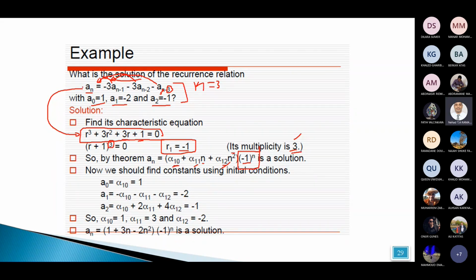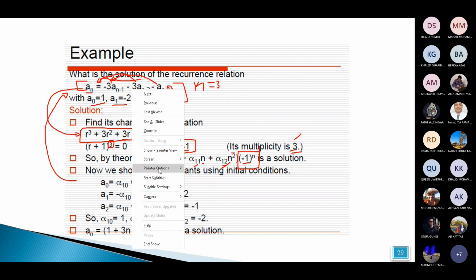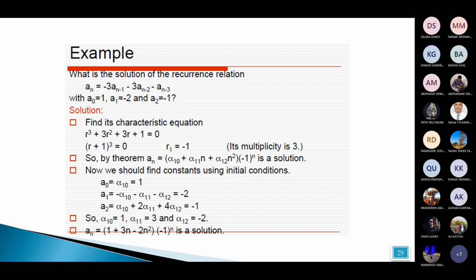We can apply the initial values to get the values of the solution. So we will take the first one, a_0, apply it here. So we will have n as 0. So this is 0, this is 0, this is 1, multiplied by something. So we will have α_{1,0} equal to 1. So we have this one.